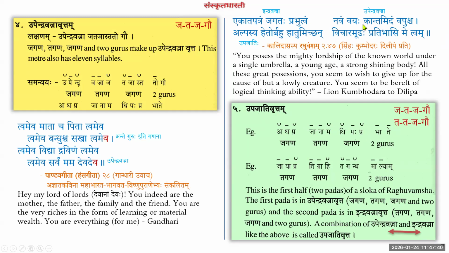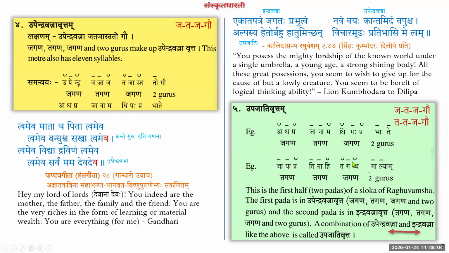Ekata patram jagata prabhutvam navam vaya kantimidam vapuscha. They could have used that in these two positions. Anyway, they have kind of repeated a known thing. That's all. So Upajati doesn't have any Lakshana Katana. It is a combination of the Lakshana Katana of the two above.